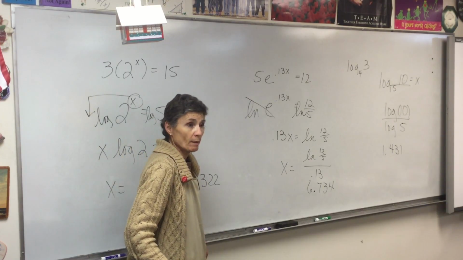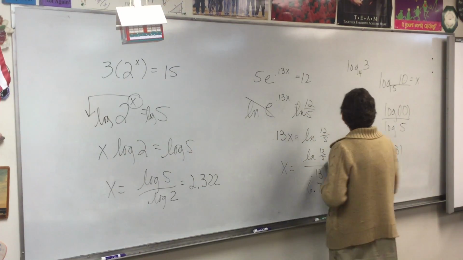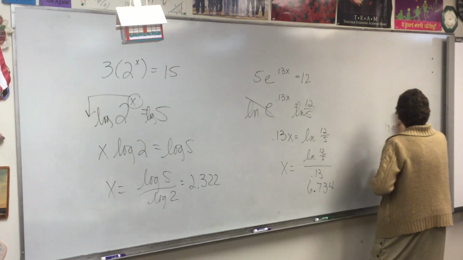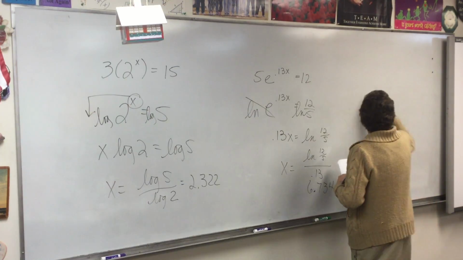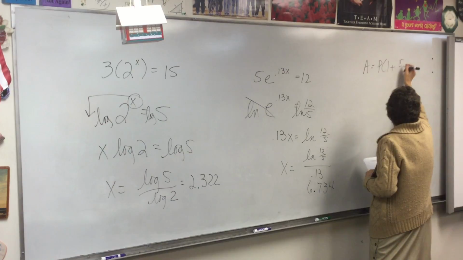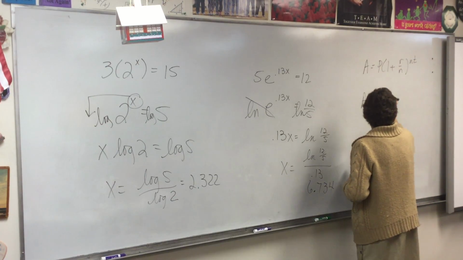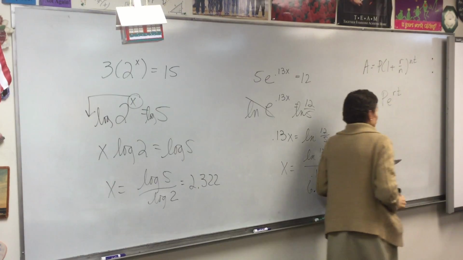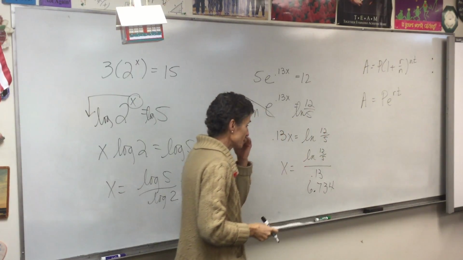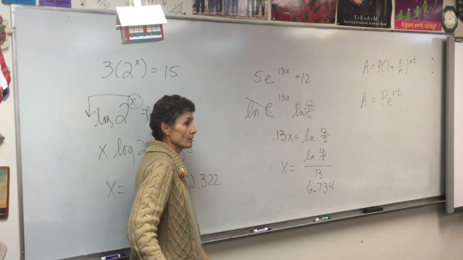All right, 3 more problems. Here we go. These are the word problems. So I'm going to give you the formulas, so I'll write them up here. And then we have to decide which one we're going to use. All right, so those are the 2 formulas. I will give those to you. I'll probably write them on the board.